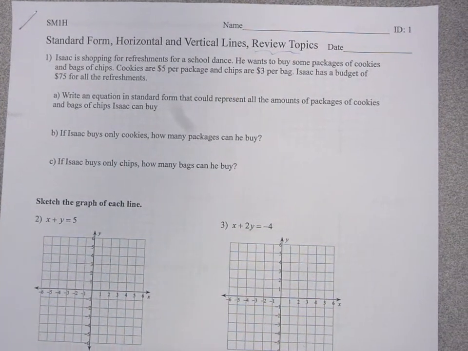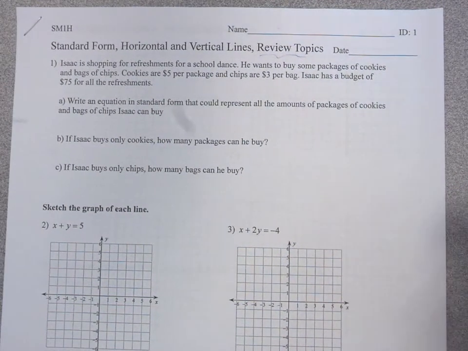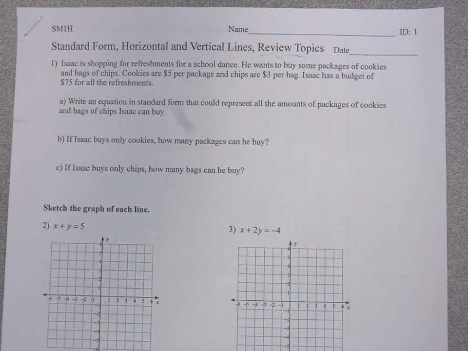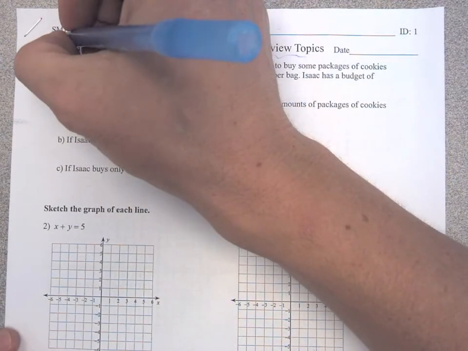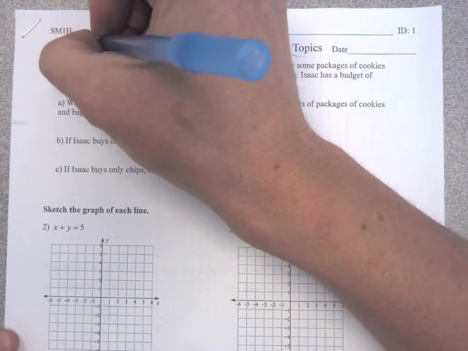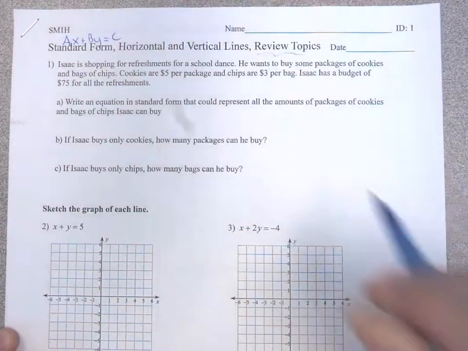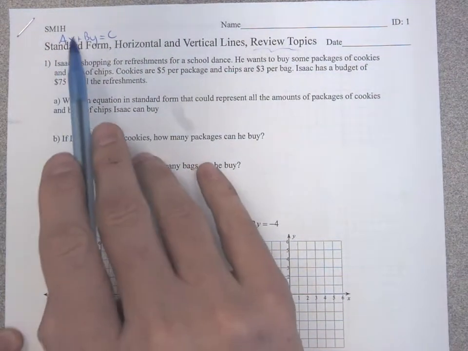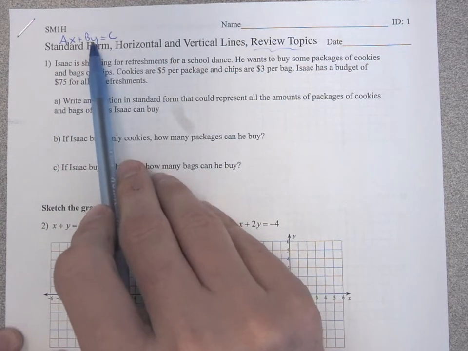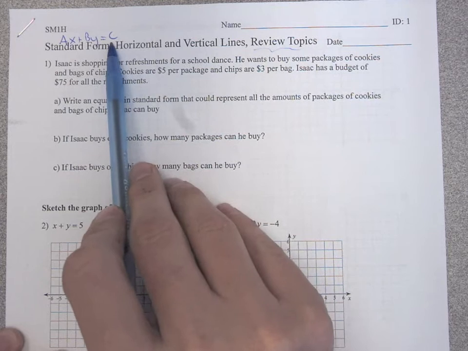So the first problem here is very similar to what we did on our last assignment. We're just using standard form in a real-world scenario. Recall that standard form looks like this: ax plus by equals c. It's really convenient when we have some scenario where we have two different variables and we want to add them together to get a total.